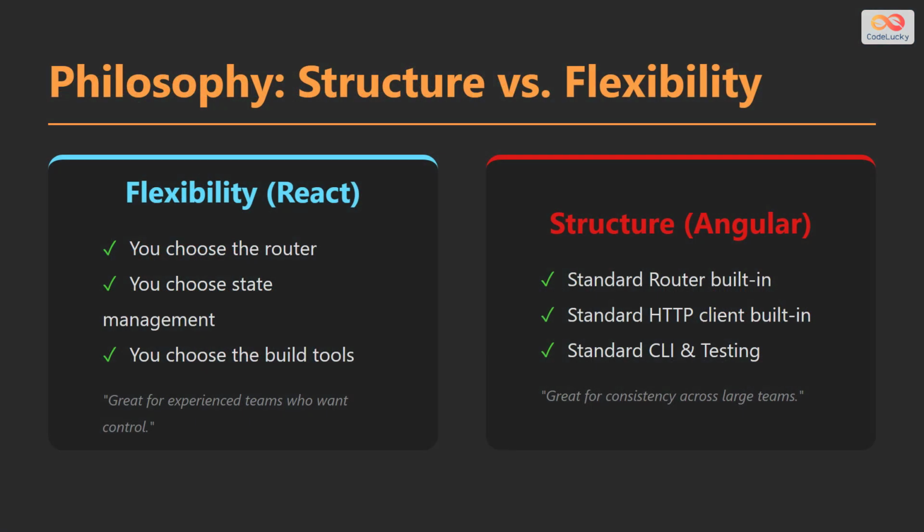The biggest philosophical difference comes down to structure versus flexibility. React offers flexibility. You are the architect, making all the decisions. This is great for control, but can lead to decision fatigue. Angular offers structure. Many decisions are made for you. This reduces setup time for large projects and ensures every developer on the team writes code in the exact same way.